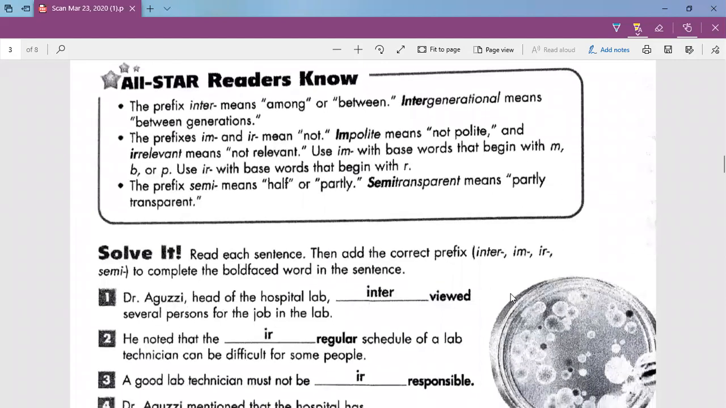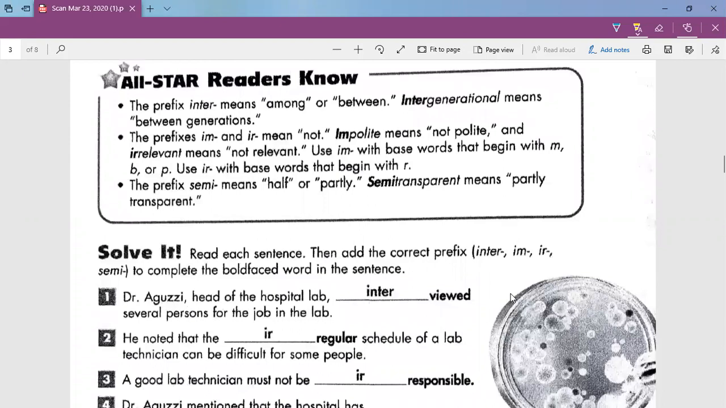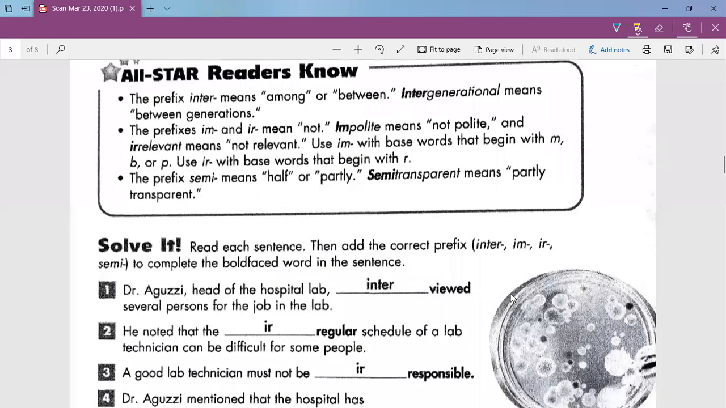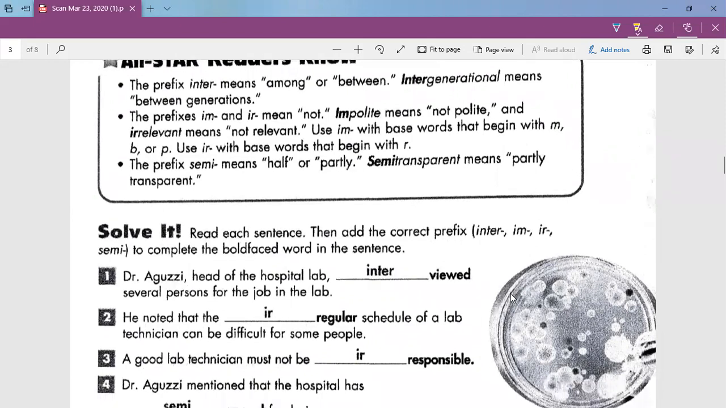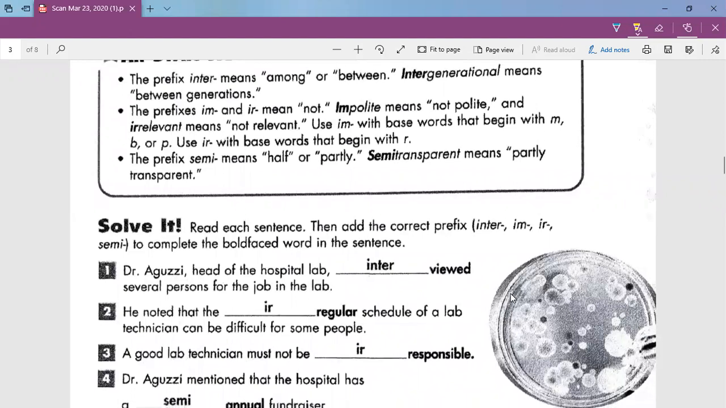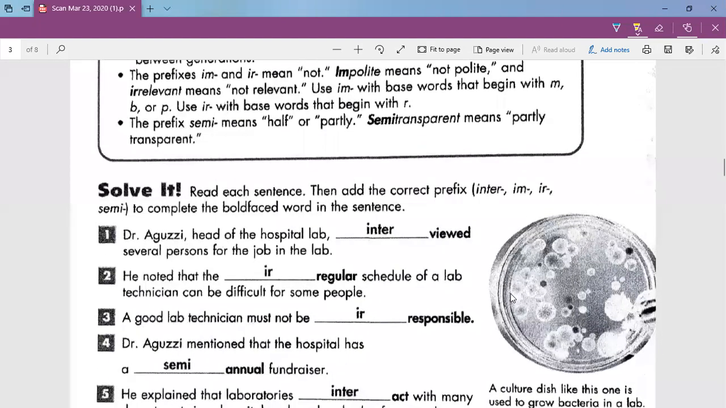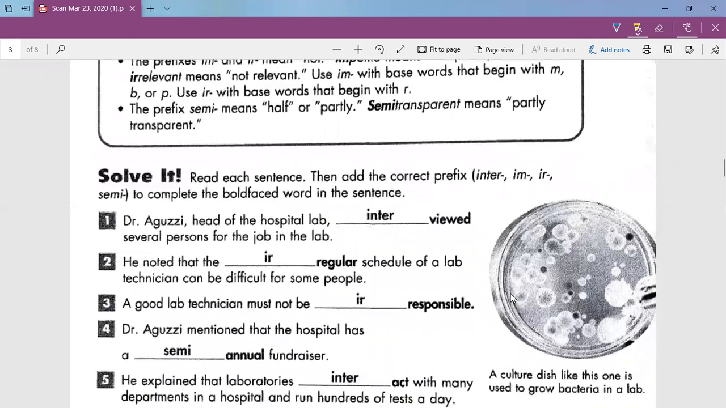All right. The prefix inter means among or between. For example, intergenerational means between generations. The prefixes im and ir mean not. For example, impolite means not polite, and irrelevant means not relevant. Use im with base words that begin with m, b, or p. Pay attention to the rule, okay? And use ir with base words that begin with r. The prefix semi means half or partly. For example, semi-transparent means partly transparent. Semicircle, the half of a circle.